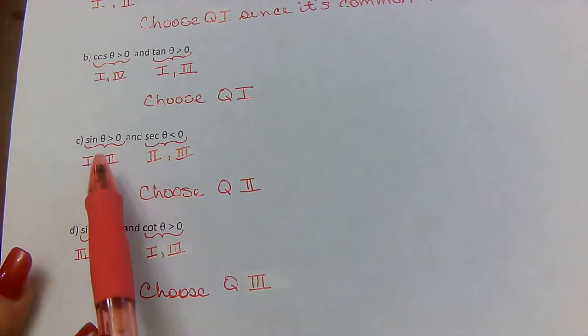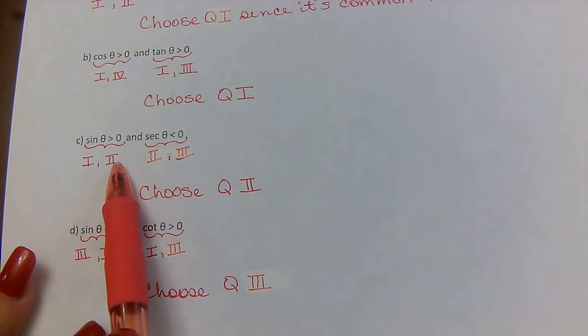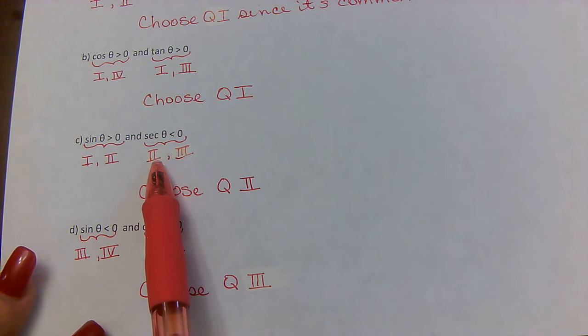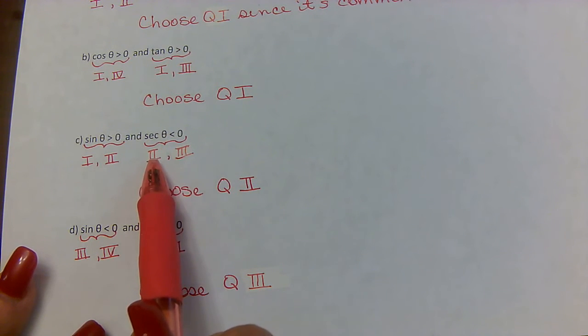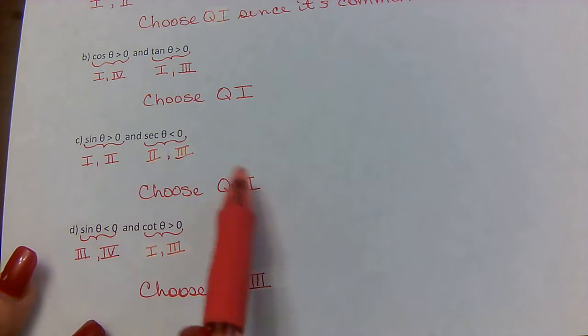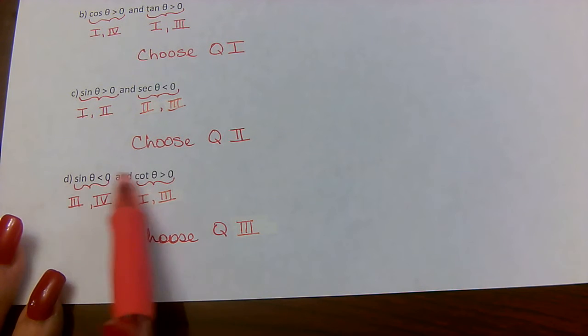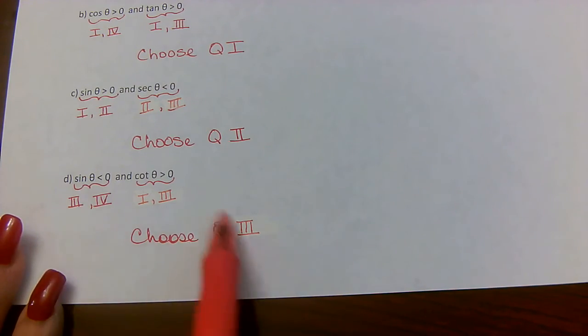Okay. Over here, sine is positive. Remember, that's y. Y is positive in quadrants 1 and 2. Secant, which is the reciprocal of cosine, is positive where cosine is positive. Cosine is negative in quadrants 2 and 3. So when we're looking at this one, what's in common? Quadrant 2. Okay, and the last one, sine is negative, y is negative in quadrants 3 and 4, and cotangent is positive in quadrants 1 and 3. What's in common? Quadrant 3.